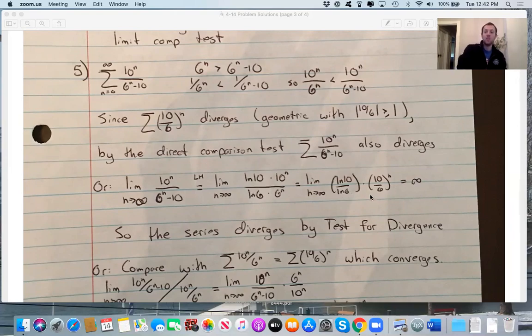And this is a geometric sequence. And if you start raising 10/6 to higher and higher powers, that goes to infinity. So maybe the fastest and most efficient way to do this problem is to notice the terms go to infinity, so the series is going to diverge by taking the test for divergence.